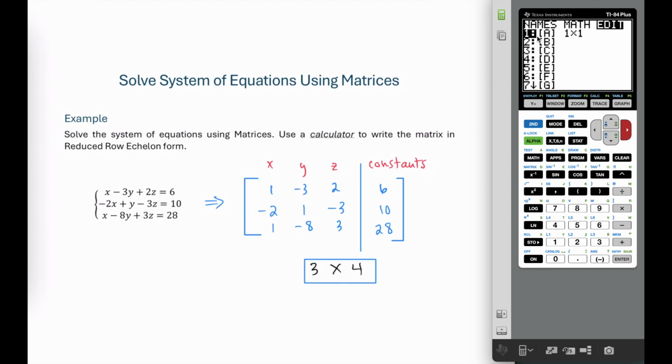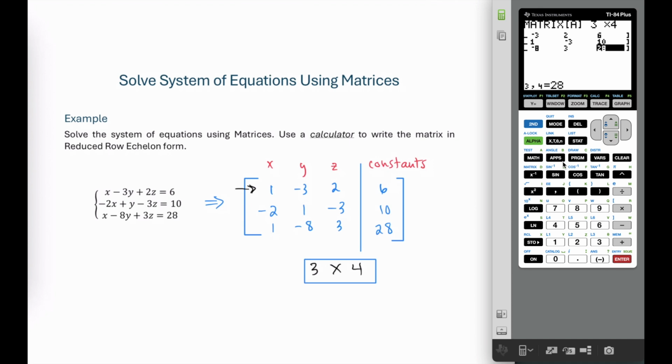and we're going to replace whatever was in matrix A with our new matrix, so we just hit number 1 or just enter when our cursor is next to number 1, which takes us into matrix A. Now we tell the calculator that it's a 3 by 4 matrix so that the calculator opens up a matrix of the appropriate size, and then we enter in our matrix row by row starting with the first row. So we have 1, -3, 2, and 6. It automatically wraps us around to the next row, and we have -2, 1, -3, and 10. Wrapping around to the third row, we end up with 1, -8, 3, and 28.